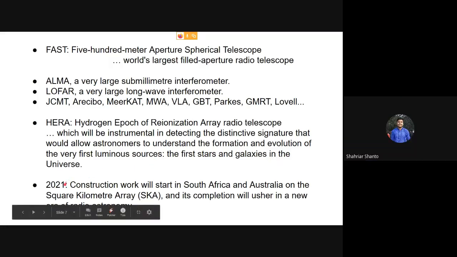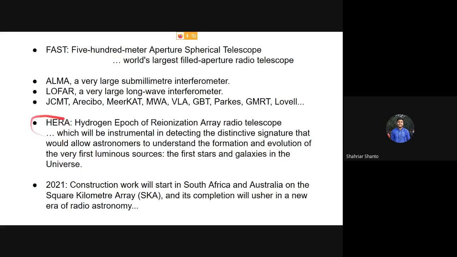Oh, and then in 2021, the construction work for SKA, which is the Square Kilometer Array, will start. And its completion will usher in a new era of radio astronomy, because the SKA will be the largest scientific facility ever made by humans. Okay, we'll talk about that more later.